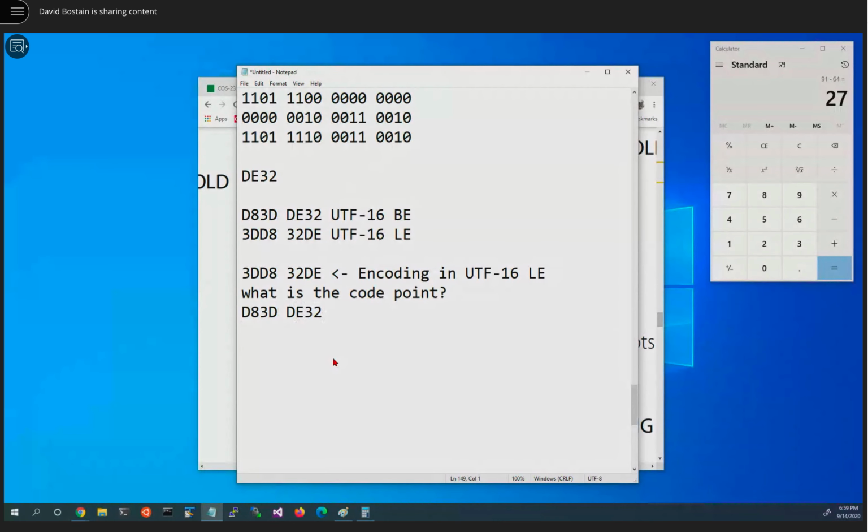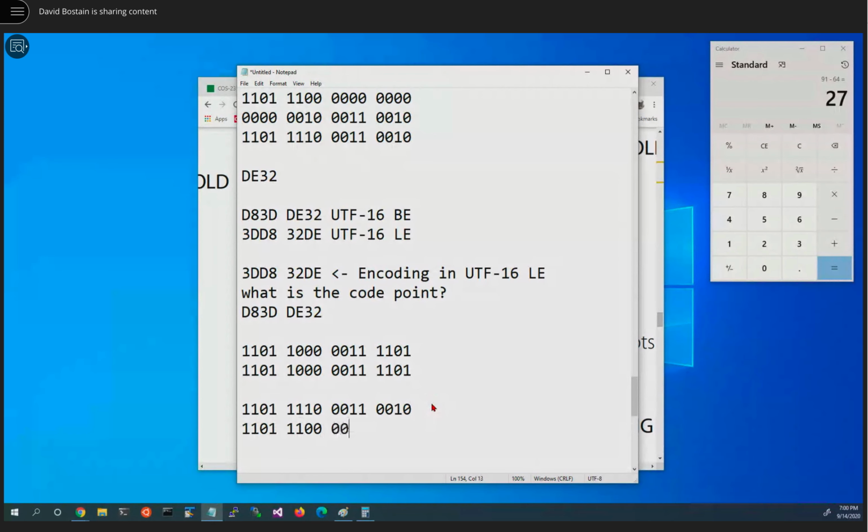We would then take this number and subtract away the D800 on the left-hand side and the DC00 on the right-hand side. We haven't learned base 16 subtraction yet, so we'll write it out in binary. D83D, DE32. I think I got them right. Now since we know that D8 looks like that, and we know that DC looks like that, we can simply bring down the ones that don't have a match.